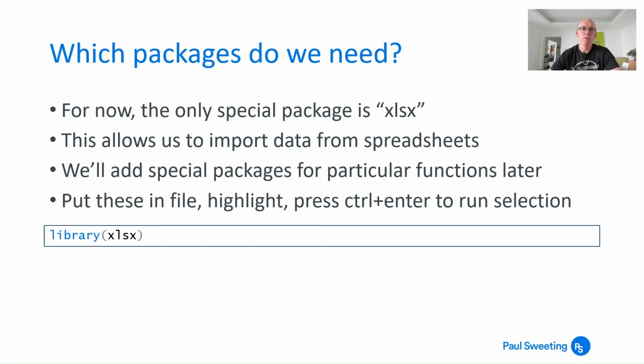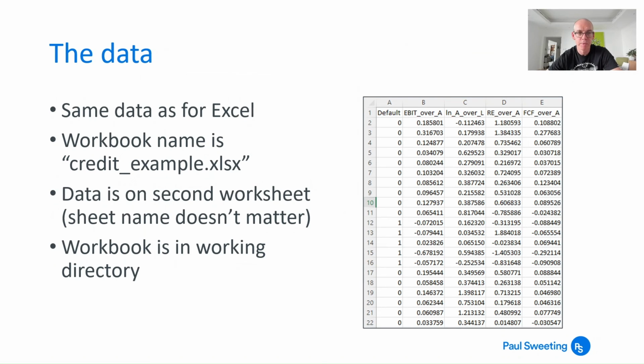So for now, in terms of packages we need, the only special package is one called XLSX, which is useful because it lets you import data from spreadsheets. For any particular functions which use special packages later on, I'll install those as we need them. But for now, you just need to put library(xlsx) into the file which has your code, highlight it and press Ctrl Enter. That runs the selection.